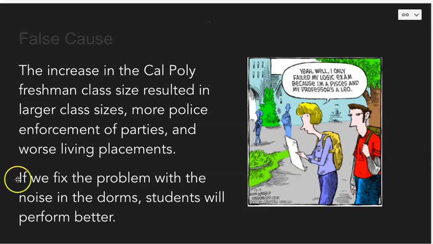The false cause fallacy can also happen in the future tense. So if you see, "If we fix the problem with the noise in the dorms, students will perform better," you can't prove that. So you really want to avoid that kind of language. Instead, a simple fix would be "students may perform better."